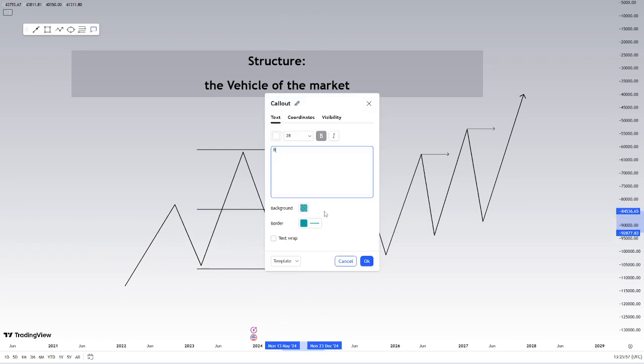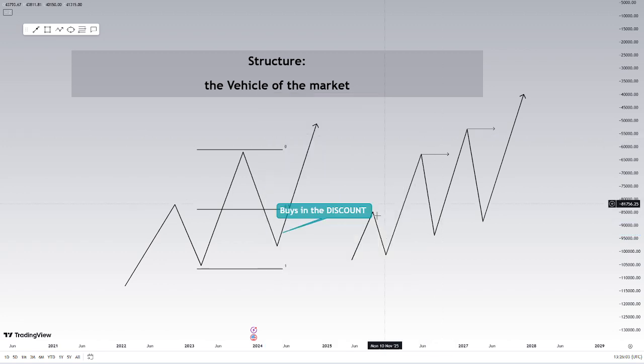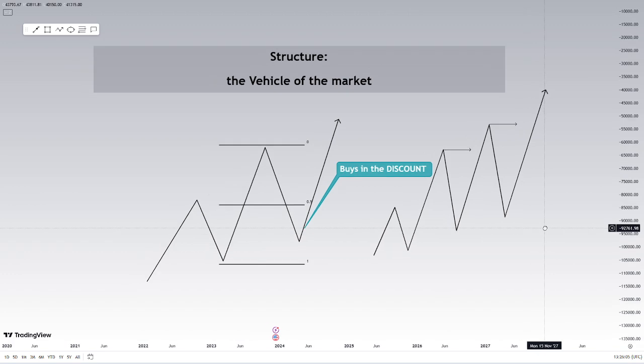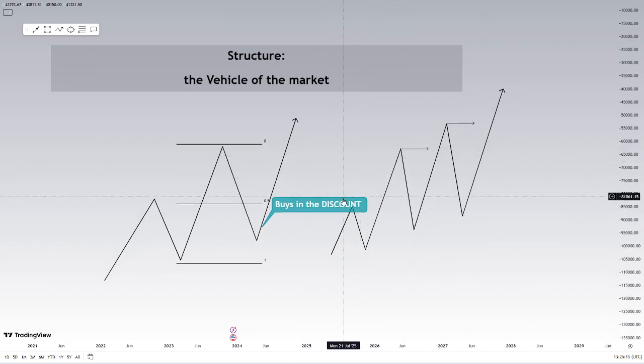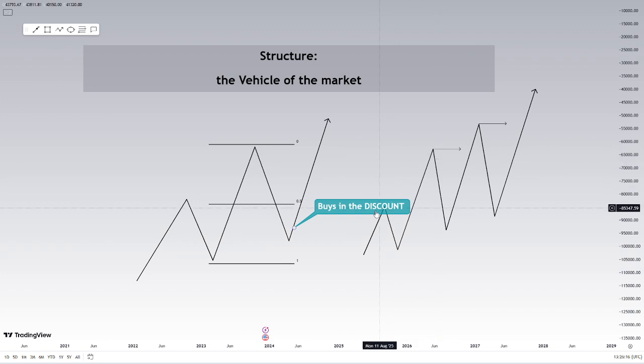So we have buys in the discount, right? We have buys just over here in the discount, right? This is important to understand. And we're going to be going over real life price action on Bitcoin to dissect this further, right? So our structure is the vehicle of the market, and we use the highs and lows to help us get involved. Now, what do we do on the flip side for the bearish example?